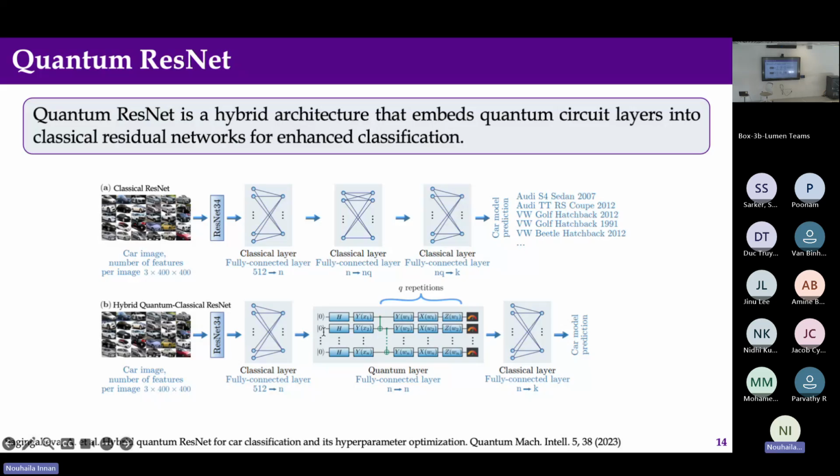Based on the paper that proposed the model, they said the hybrid design will help combine the power of classical feature extraction with the expressive capacity of the quantum layers. So the quantum layer can somehow capture correlations and high-dimensional feature mappings that might be challenging for classical ones.